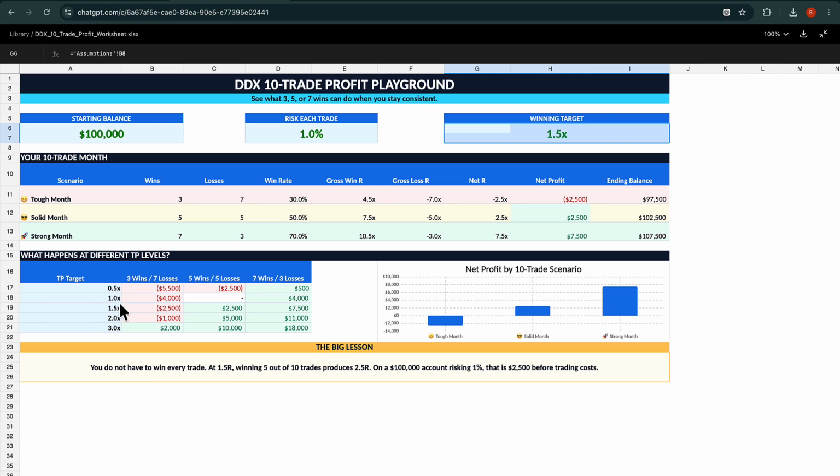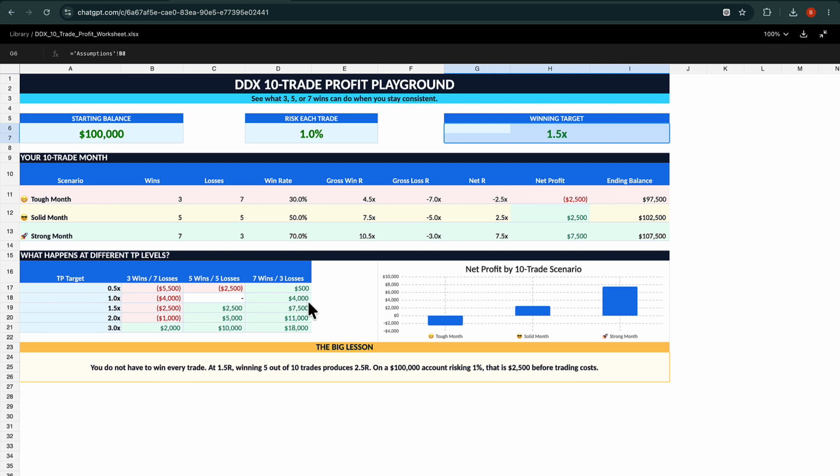If you lose 7 trades in that, not in a row, just 7 trades in general out of 10, and won 3, you'll be negative $4,000 instead, so your losses would have been a lot lower. On a 5 to 5, you would have lost $0. You would have broken even. And if you won 7 trades and lost 3, you would have made $4,000.